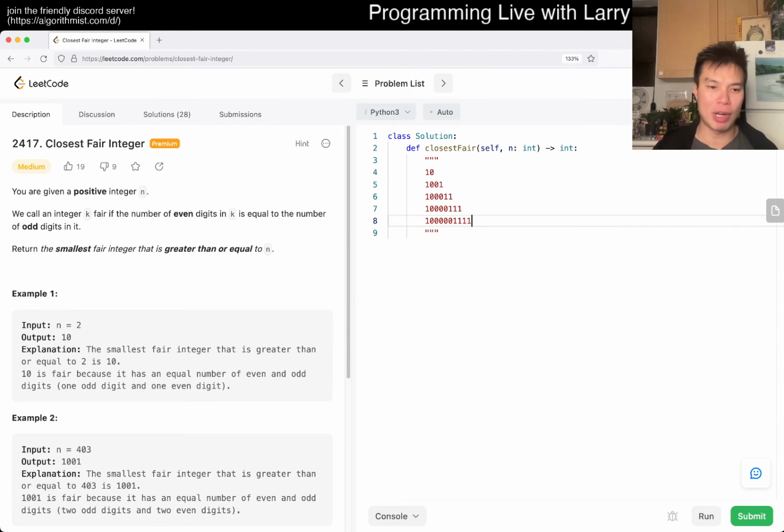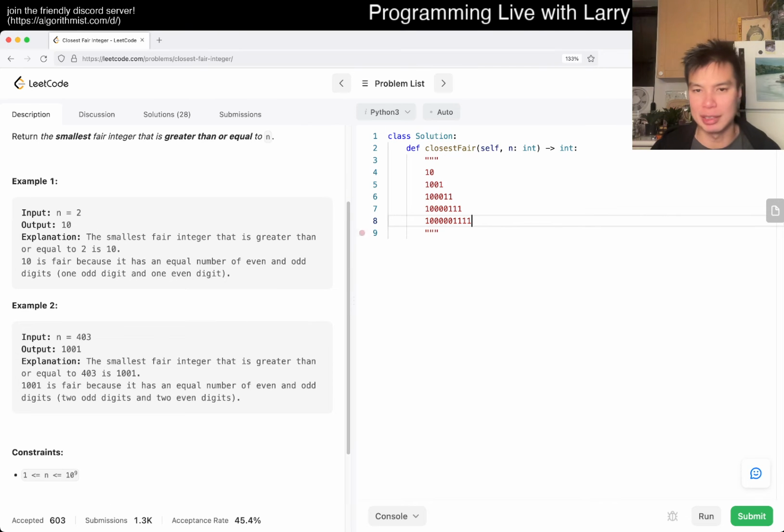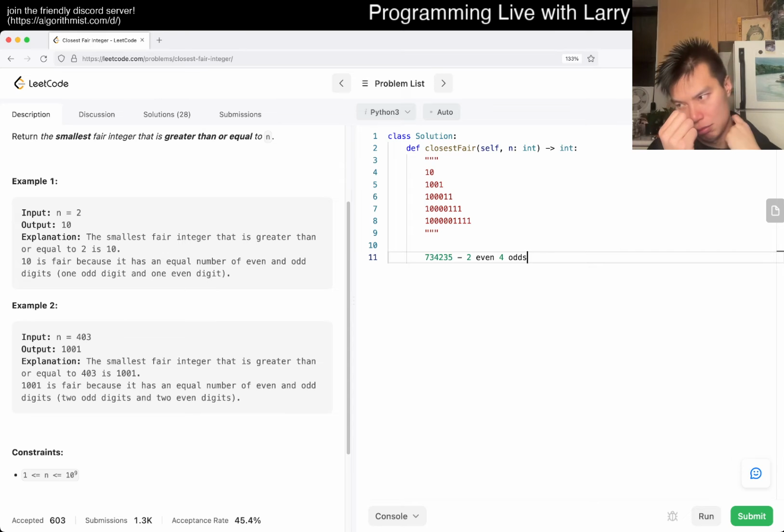Let's play around with a random number. These examples are kind of terrible, so not useful. At least for me, if you have odd digits, then you can just go to any of these, and that's a very easy solution. Let's say you have even digits, like, I'm just banging on the keyboard, and this has 2 even, 4 odds. Then that means we have to convert one of the odds to even. And in this case, it's very easy, because we just add 1.